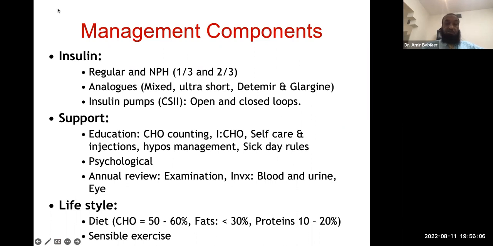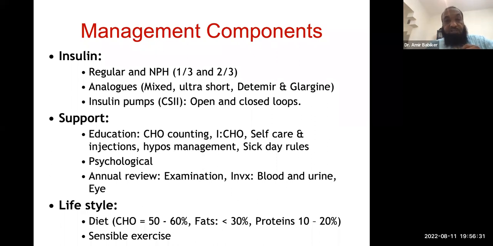Again, okay, in terms of insulin, you can use regular insulin, which is the clear one, versus NPH, which is the cloudy one, the intermediate acting insulin called NPH. You use it in a ratio of 1/3 and 2/3, so 2/3 for NPH and 1/3 for the regular.